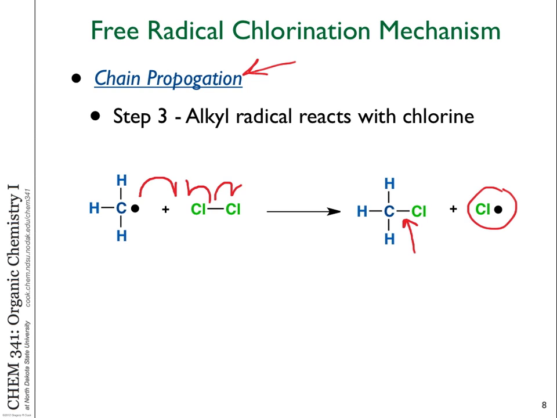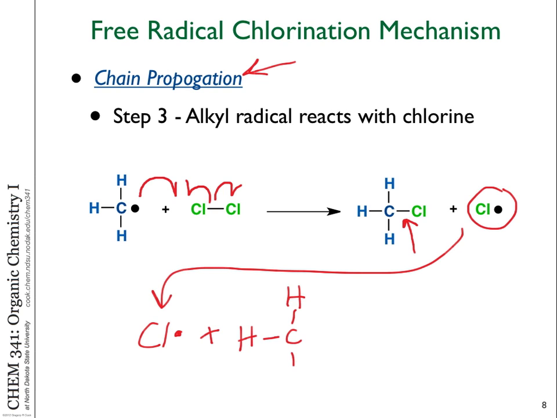This can now continue the chain reaction, and if it encounters another molecule of methane, okay, what's going to happen? Well, it's going to pull off a hydrogen and form HCl again and a methyl radical, right? That methyl radical then can react with another molecule of Cl2 and so on and so on. This is the chain reaction process which could take place. Okay?